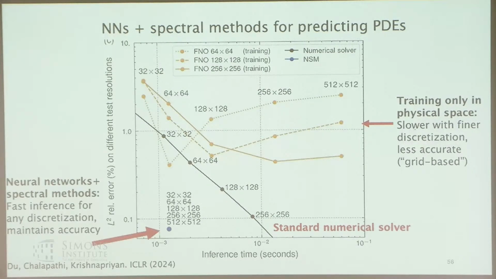If you use spectral methods instead, that's the blue dot down there, you can get very nice fast inference for any type of discretization. The reason I wanted to put this up is that we really wanted to be careful about doing a one-to-one comparison: at the same level of accuracy, what is the speed of these two methods.